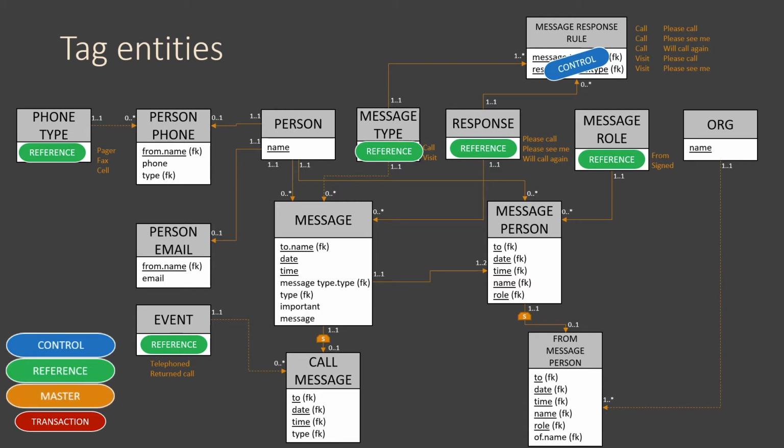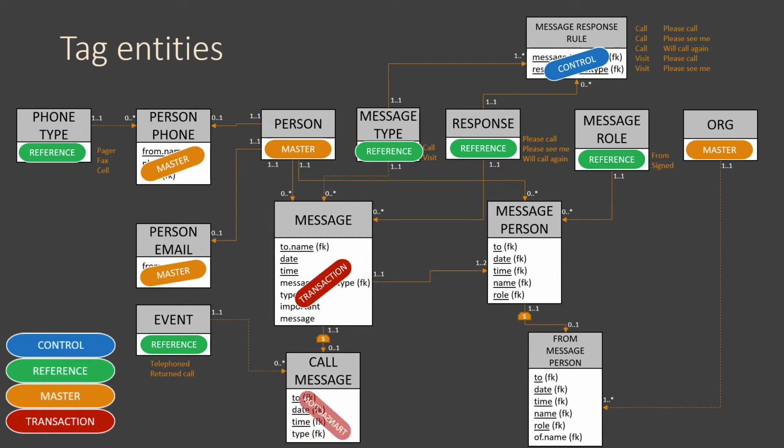Master data is next and describes people, places, things, and concepts. Both person and org fit this definition, along with some related contact information for persons. The remaining entities should match the definition of transaction data. Since message, call message, message person, and from message person all contain data about the message-taking business event, it appears correct. With the tagging of data subject types completed, the data modeling team can now move on with the review of each entity and its attributes.